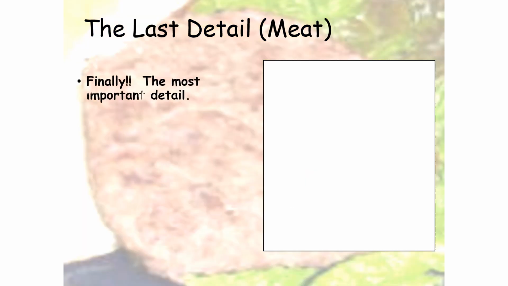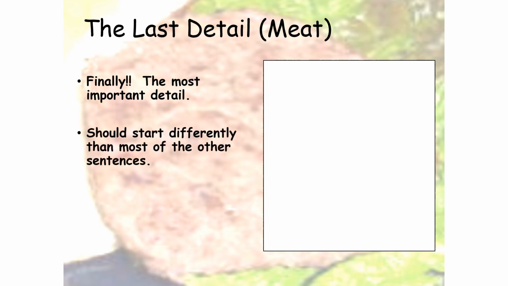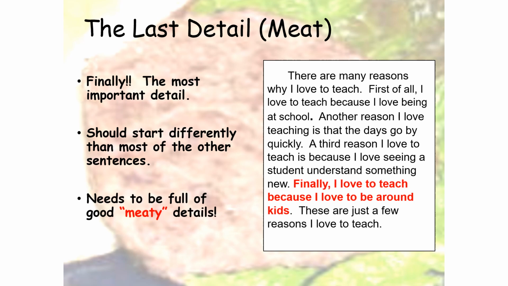Finally, the last detail is the meat. This is the most important detail, so we keep the most important in the last part of the details, and it should start differently than most of the other sentences. It needs to be full of good meaty details. Look at this: finally, I love to teach because I love to be around kids. So we have identified the top bun and also the details.